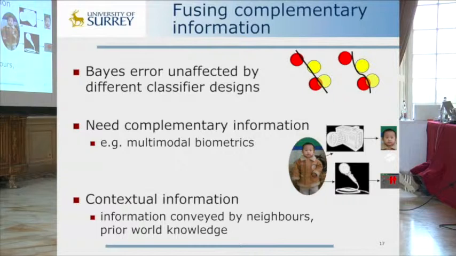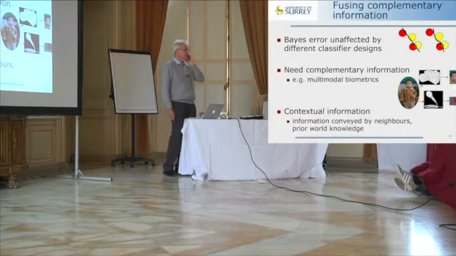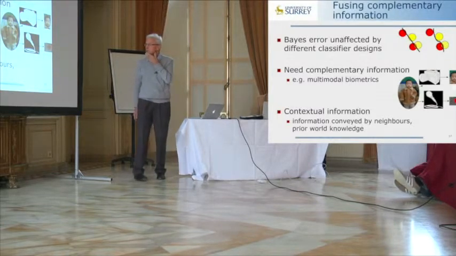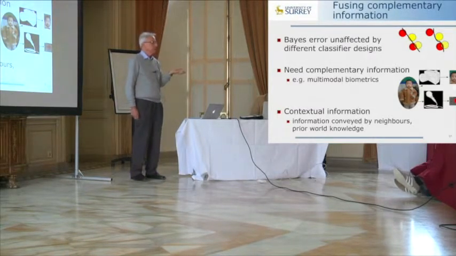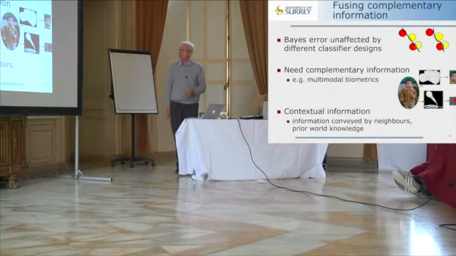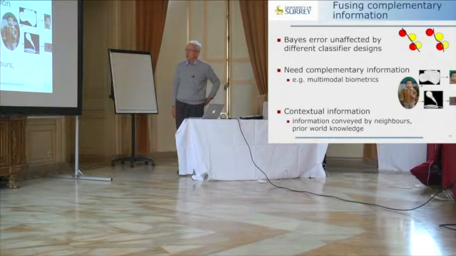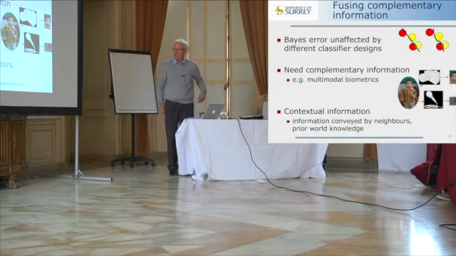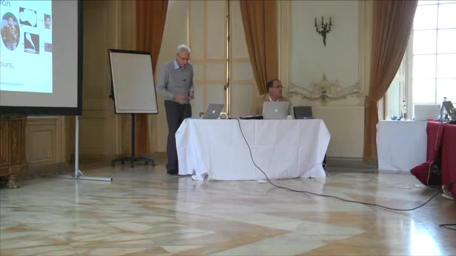Now the problem is that this very simple idea doesn't extend very simply to the case when you have multimodal data, because in principle, if you have multimodal data, then each modality has a different base error or gives you features in the space where the overlap of classes will be different, so it becomes more complicated. But anyway, in the multimodal case, when you build your classifiers to work with different modalities, you are exploiting complementary information.